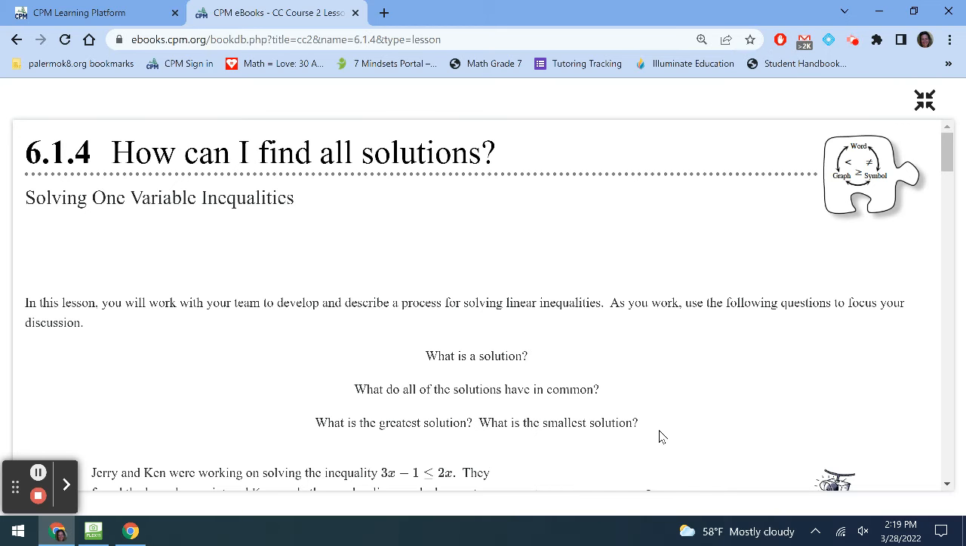So for 6.1.4, it says, how can I find all the solutions? Solving one variable inequalities. In this lesson, you're going to work with your team to develop and describe a process for solving linear inequalities. Linear meaning a line, and so in this case, that means we just have the one variable, and then inequalities meaning they're not equal to each other. As you work, use the following questions to focus your discussion. What is the solution? What do all the solutions have in common? What's the greatest solution? What's the smallest solution?